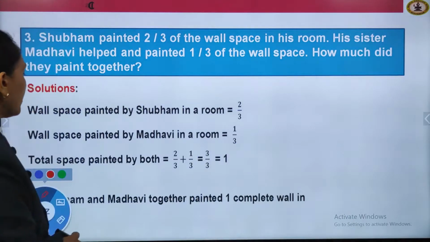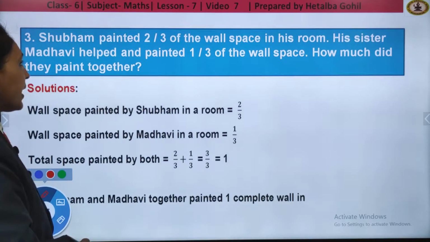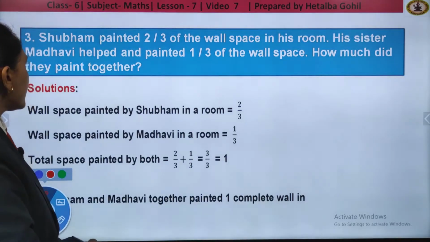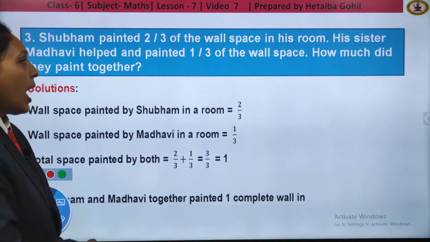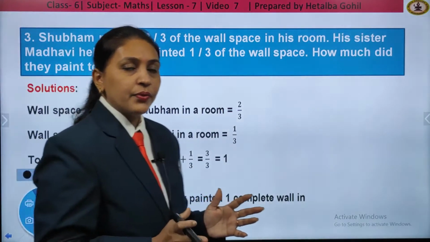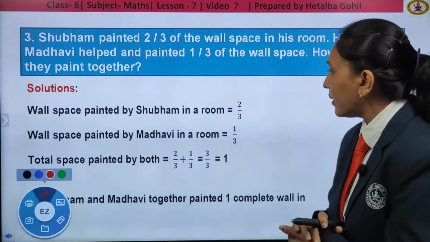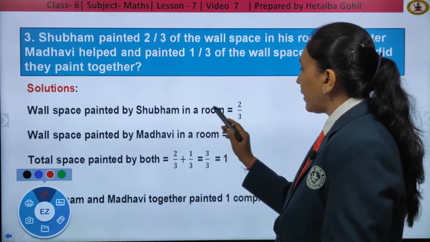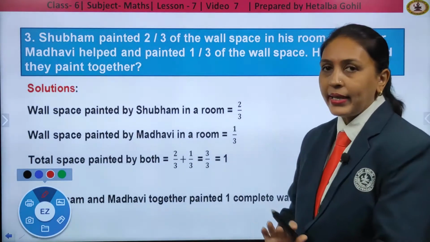Now we have word problems to solve here, children. Here you can see Shubham painted 2/3 of the wall space in his room. His sister Madhvi helped and painted 1/3 of the wall space. How much did they paint together? They painted together, that we have to answer here, miss, both together. What is the work done by both of them together? So you can see here wall space painted by Shubham in a room, that is 2 by 3, and by Madhvi is 1 by 3.